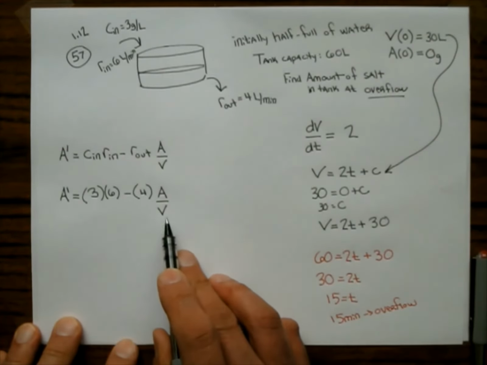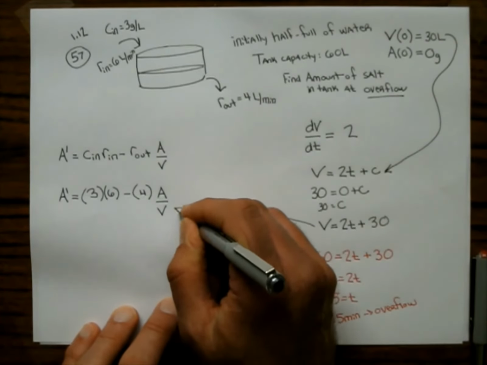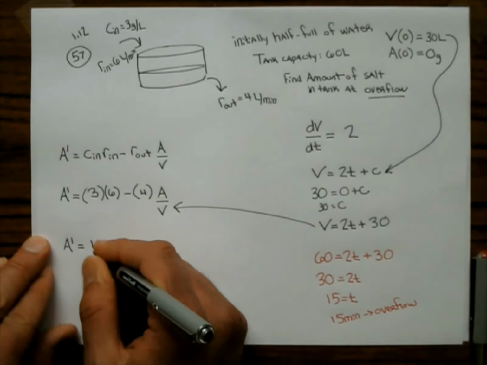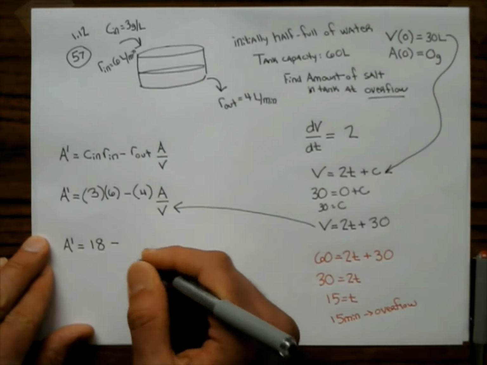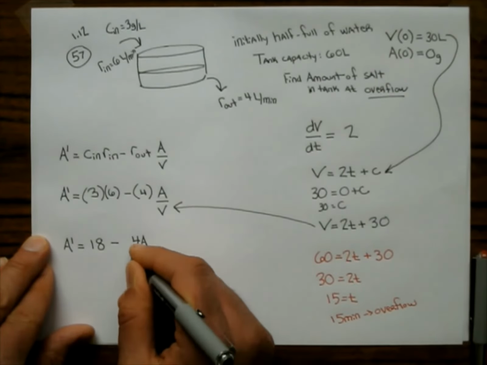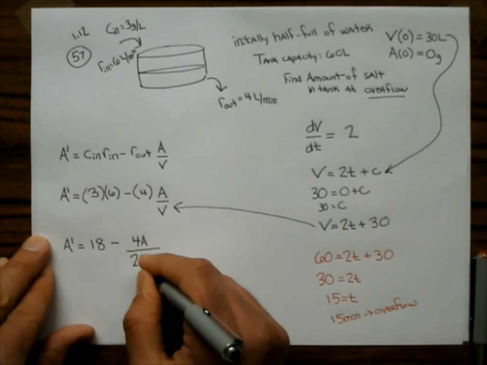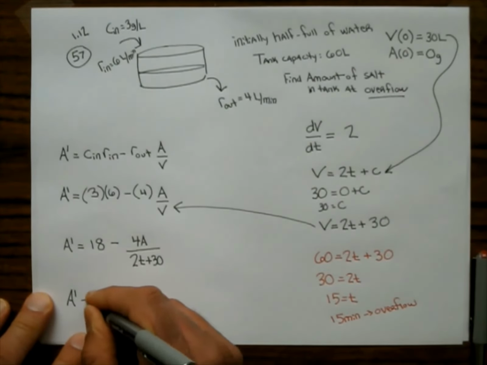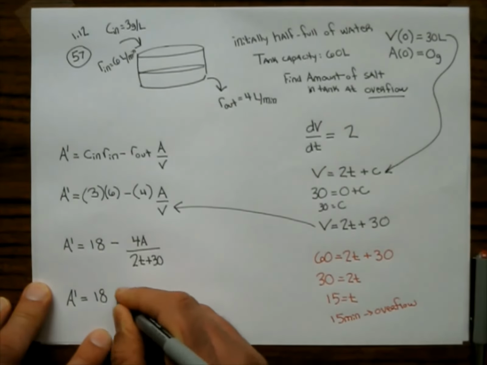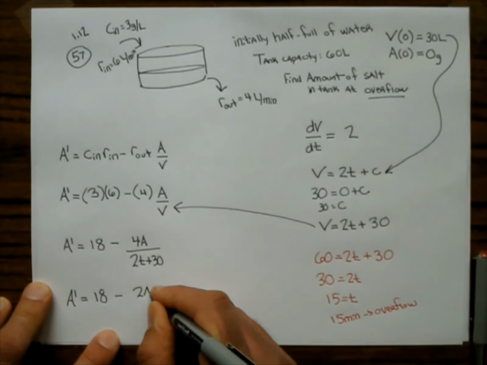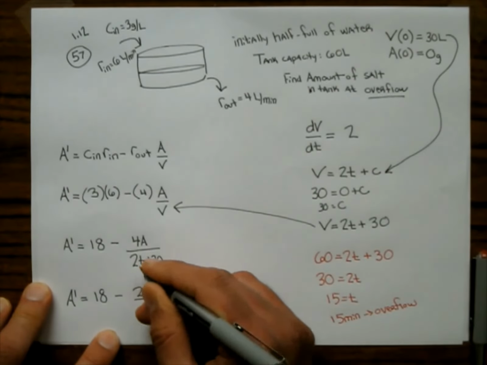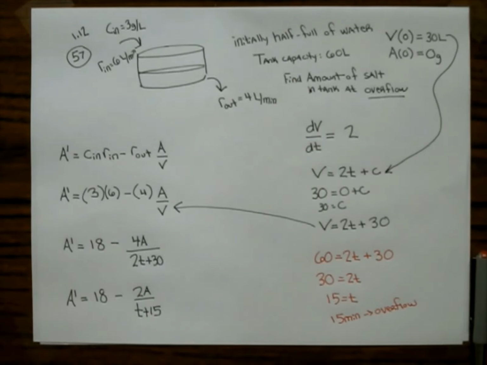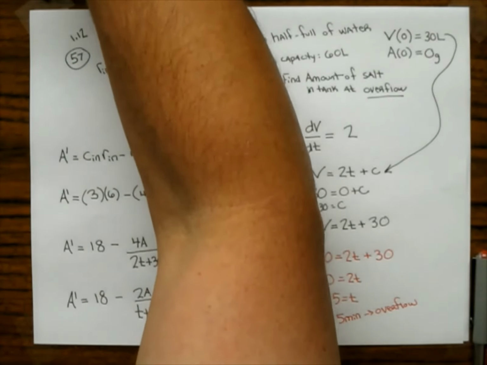To solve this differential equation, we have to put this V right there. So A prime equals 18 minus 4A over V, which is 2t plus 30. So this is A prime equals 18 minus 2A. I'm reducing this fraction, pulling a 2 out and canceling, and then I'll have a t plus 15. Okay, another piece of paper for this one.